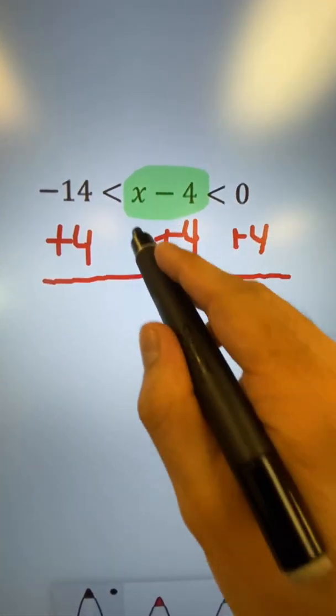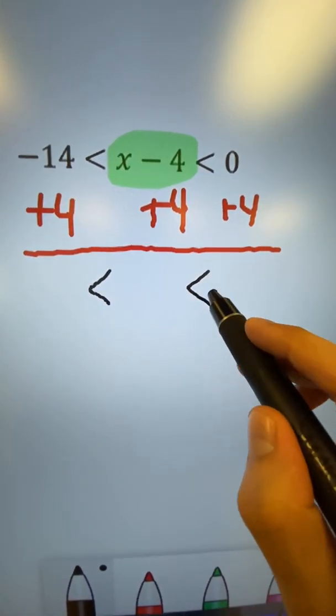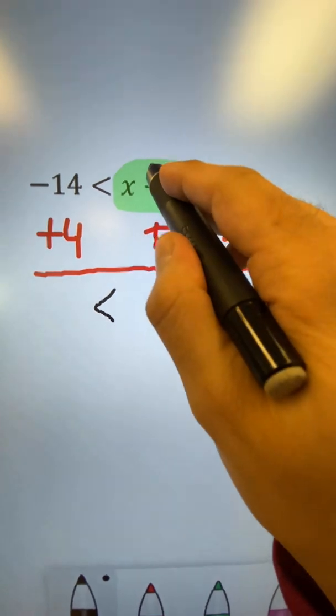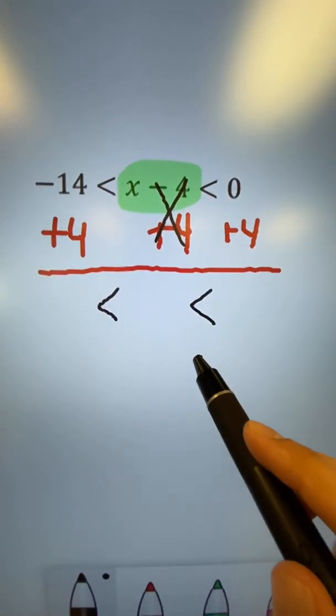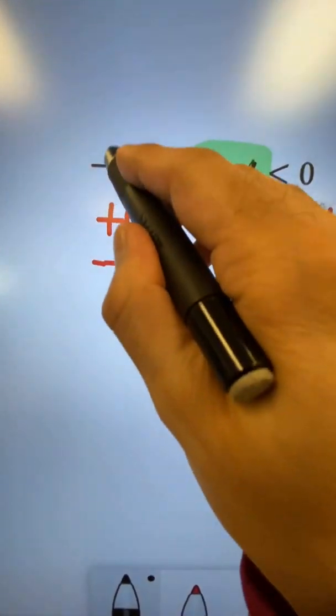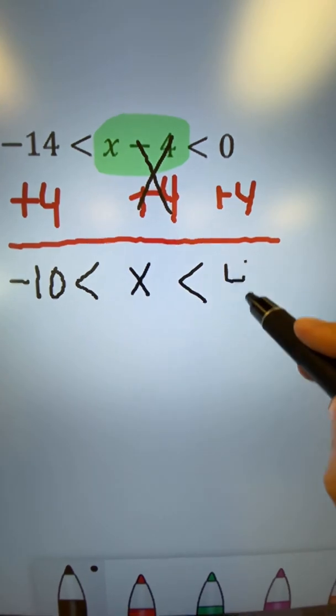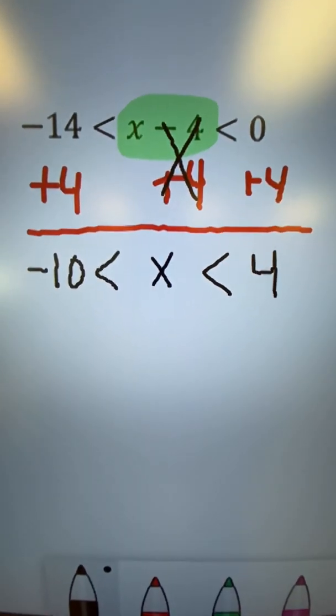Let me bring down my inequalities first: this inequality sign, this inequality sign. When I simplify in the middle, this is a zero pair when I combine those two, and I'm left with x by itself. That's the only term that's left. On the left side, when I combine these two, I get negative 10. And then when I combine 0 plus 4, I get 4. And that's my inequality right there.